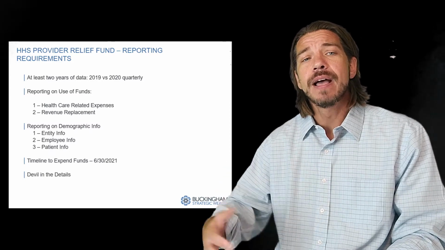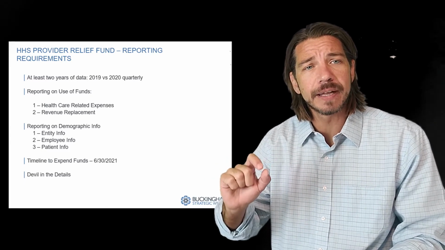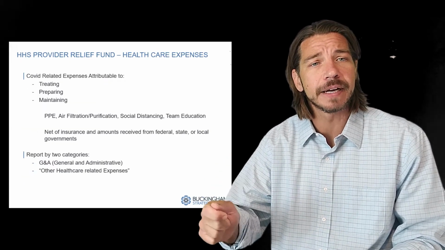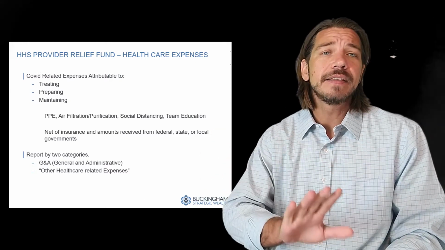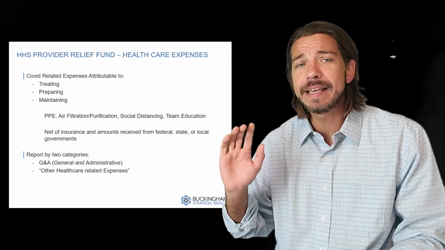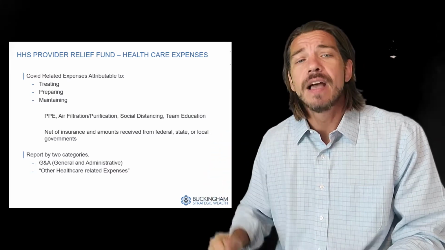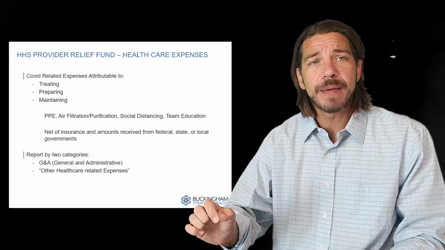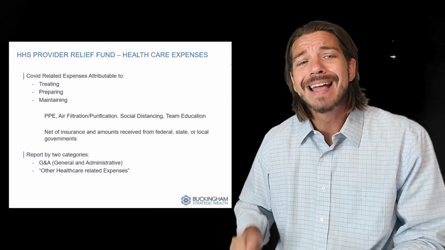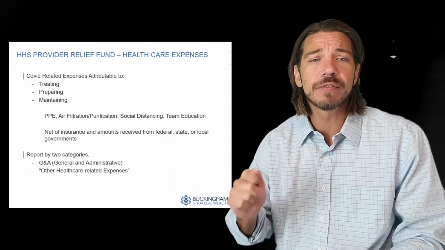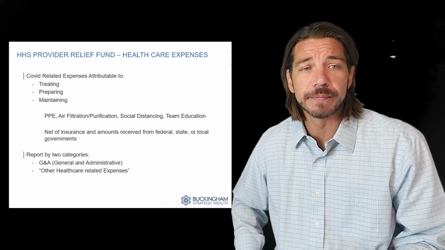But we do know that we are going to have to report on COVID-related expenses attributed to treating, preparing, and maintaining operations. So we really look at that as any of these dollars that you spend on PPE, air filtration, social distancing, team education. Those specific expenses can only be used, the HHS dollars can only be used net of insurance and amounts received from any other federal, state, or local government that you've received as a practice.